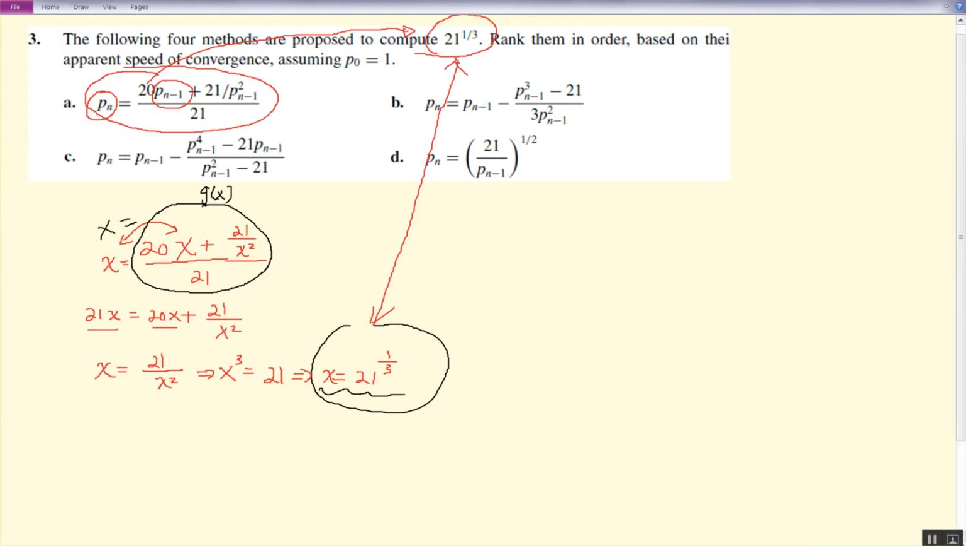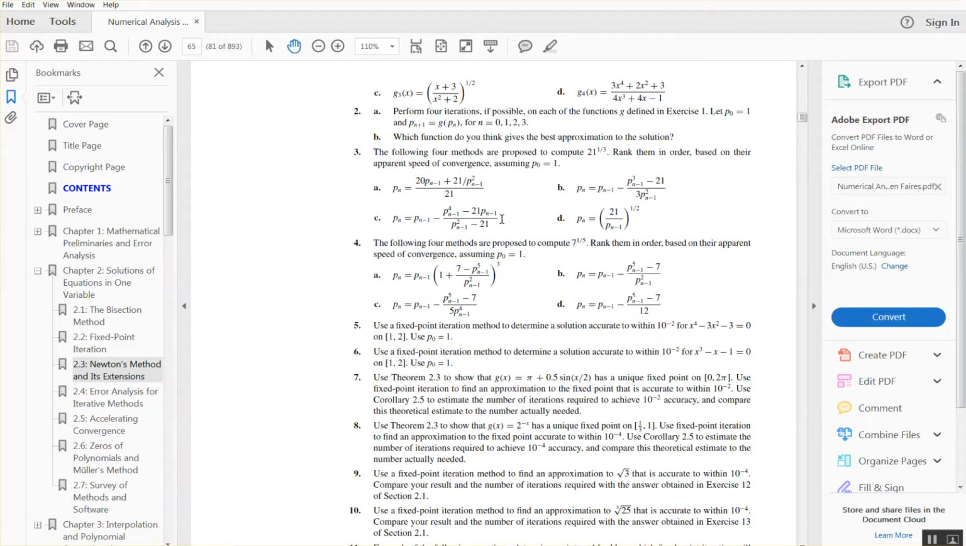Now, after that, the question itself is not to have you verify these four methods. They're true. They just want you to check the speed of convergence, right? So I'm going to check the speed of convergence. By the way, we rank them in order based on their speed of convergence. So you have to use the program that you developed to make the decision. I'm going to run that now.